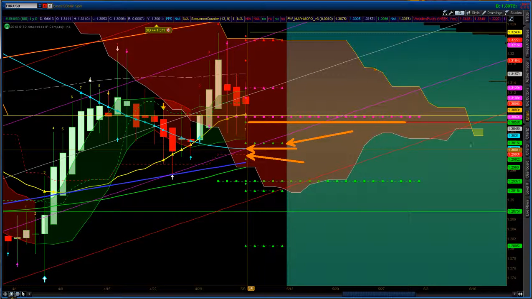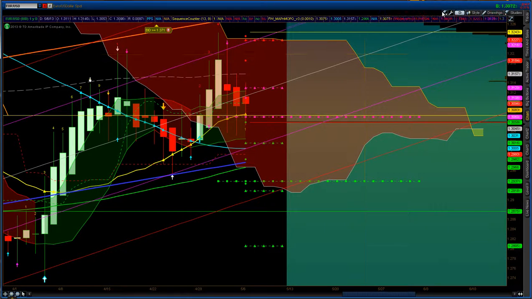But you're in the cloud, and the future's kind of looking positive, though I'm not really too excited about that. It could just continue going down, find support here, and it could go anywhere. So it's just ugly when the candle is in the cloud.